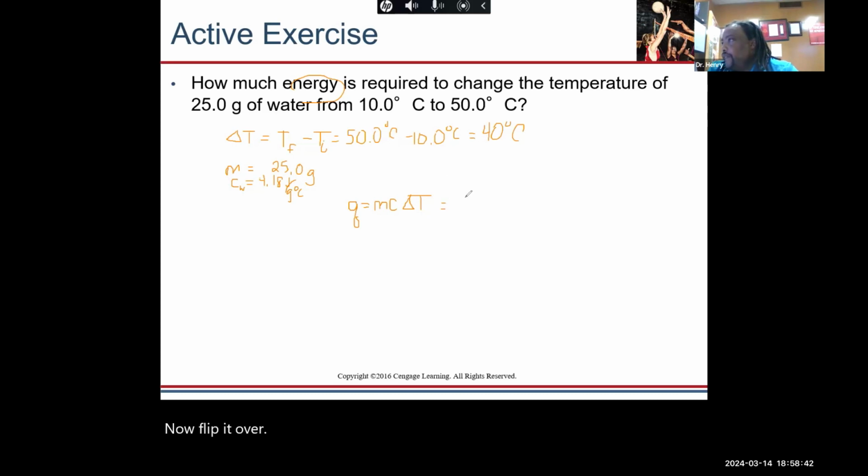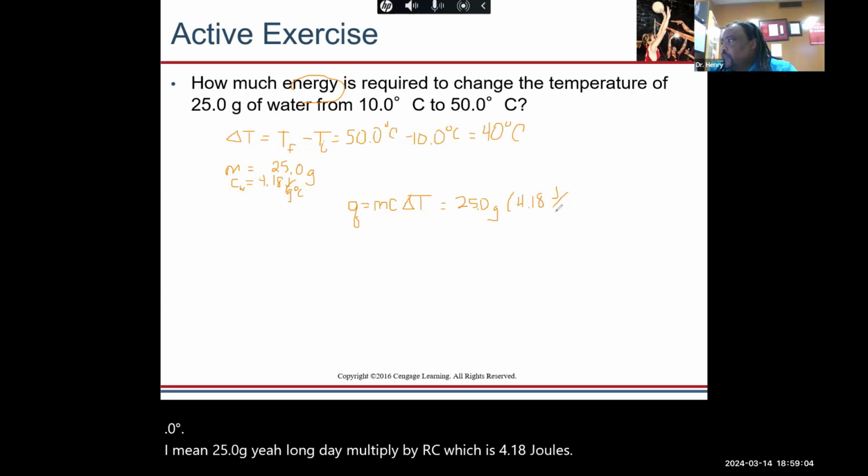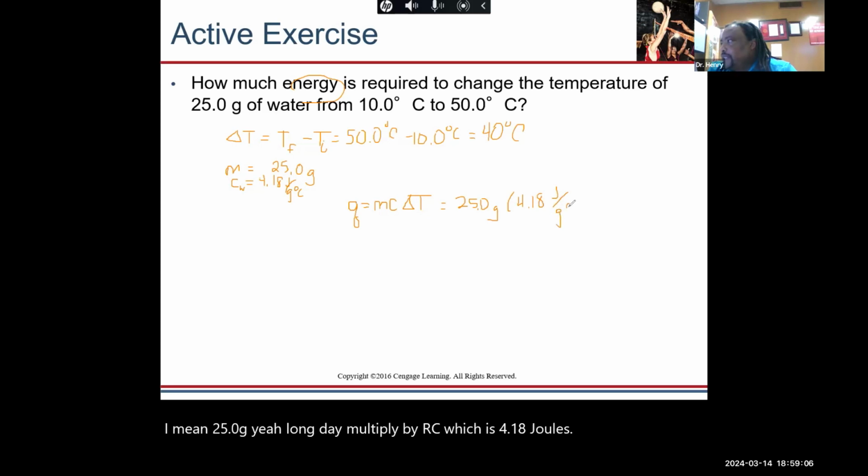Okay, so we have our mass, which is going to be 25.0 degrees. I mean, 25.0 grams. Yeah, long day. Multiply by our C, which is 4.18 joules per gram per degree Celsius.